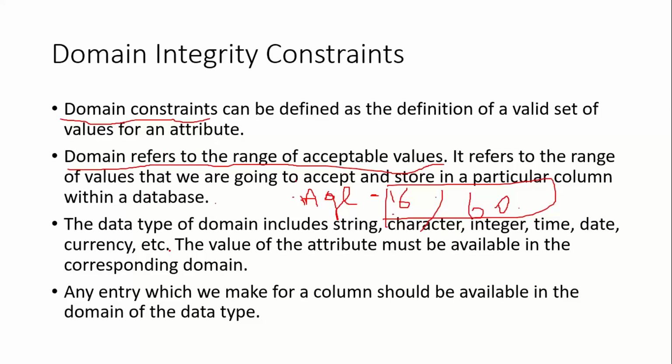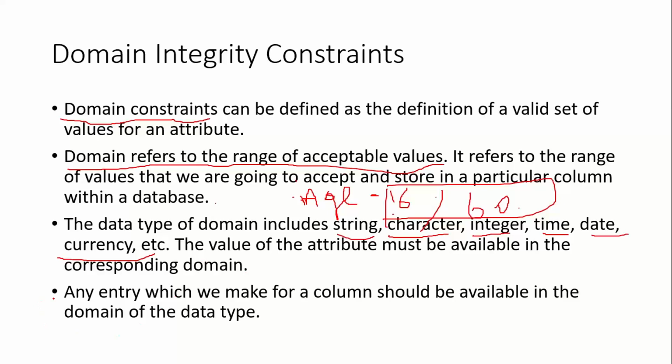So what are the data types for the domain? Can be string, can be character, can be integer, time, date, currency, etc. Whatever data types are allowed into your database. The value of the attribute must be available in the corresponding domain. So when you're trying to assign a value to that attribute, you should check whether that value falls into that domain. If it doesn't, and you try to enter it, the database will not accept it.